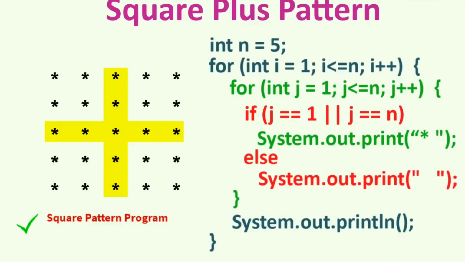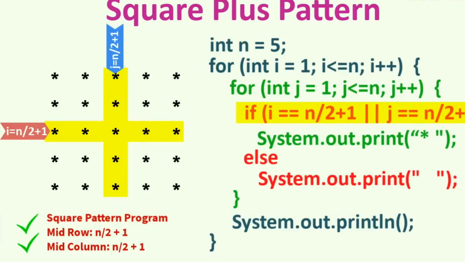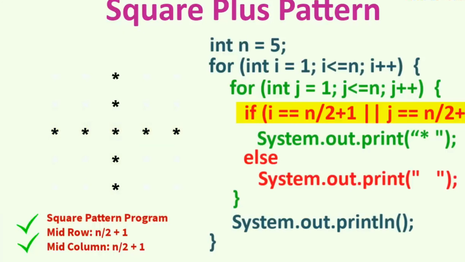Now what if we get a plus pattern? That actually means print the center row and center column, which we just learned earlier. It is just n divided by 2 plus 1. So we will just change our if condition to i equal to n divided by 2 plus 1 or j equal to n divided by 2 plus 1. If you run this, it will give us the plus pattern.